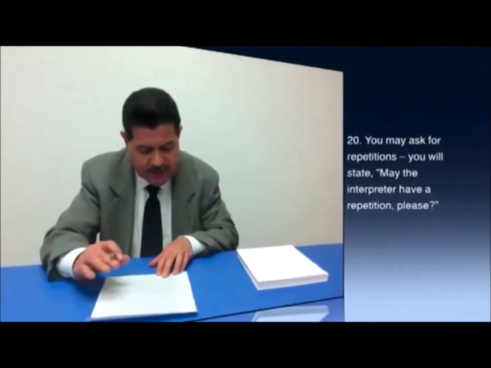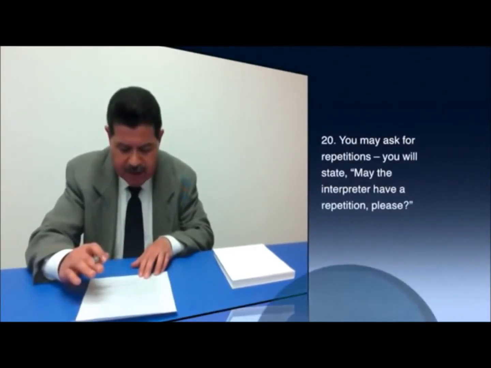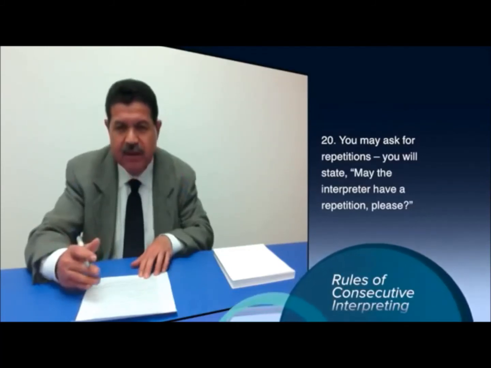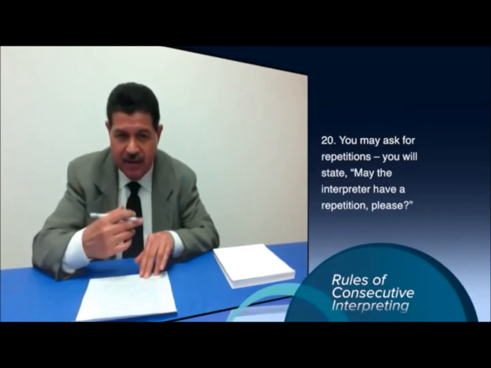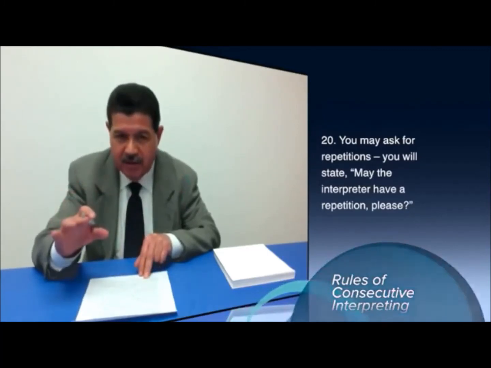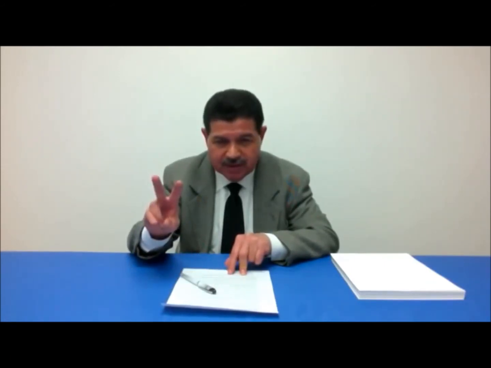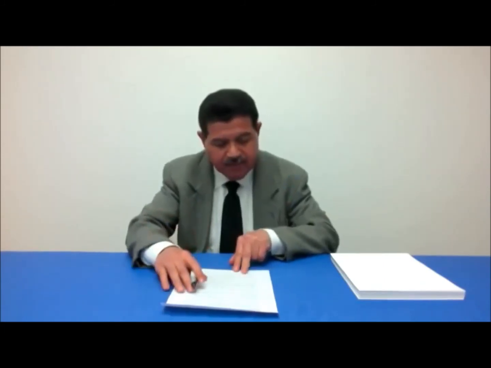Number 14. You may ask for repetitions. You will state, may the interpreter have a repetition, please. We refer to ourselves in the third person. So say, may the interpreter have a repetition, please. And the question or the answer will be repeated. In California, for the consecutive portion, you are allowed only 2 repetitions during the entire exercise. Other states may be different, so make sure you ask the proctor how many repetitions you will be allowed.